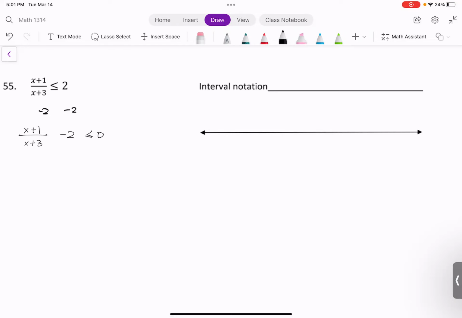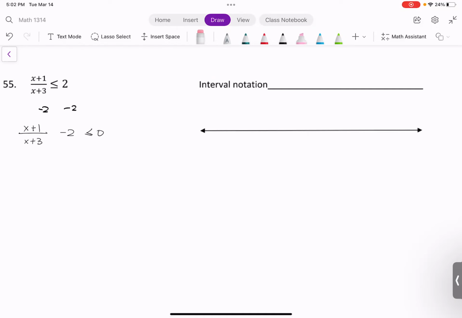So if we see this, how do we combine one fraction and one number into one rational expression? They must have the same bottom. I can find the LCD. We only have one bottom, which is x plus 3. So keep the first fraction, (x plus 1) over (x plus 3).